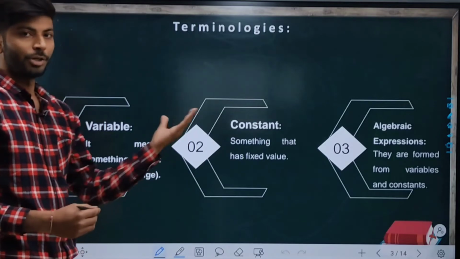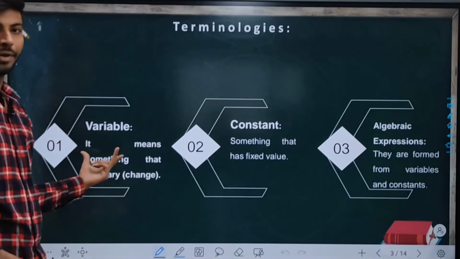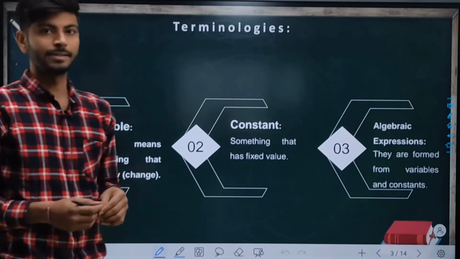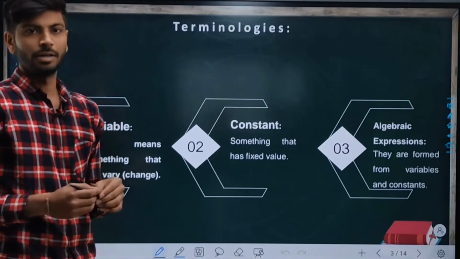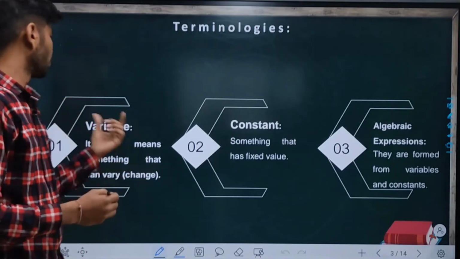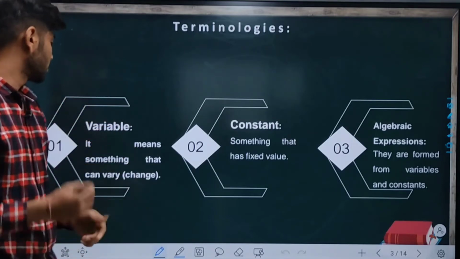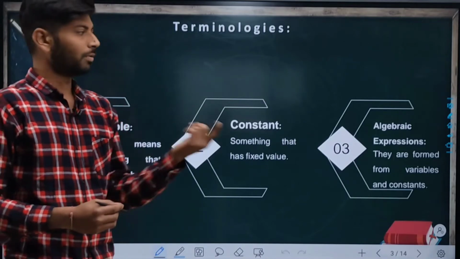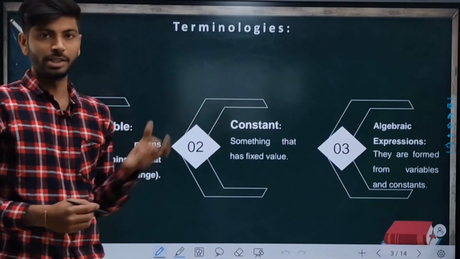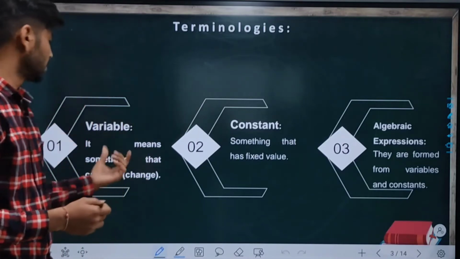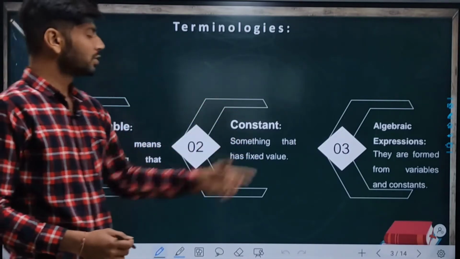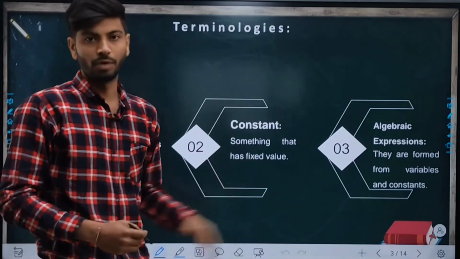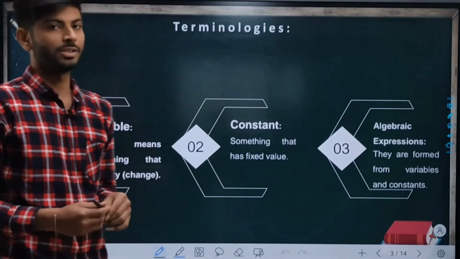Okay, now terminologies. First of all, variable. So what is the variable? You have learned this in the 6th standard 11th chapter, algebra. So variable means something that can vary. Vary means change. The value of this variable can change. Now constant, what is the constant? Something that has a fixed value, so it does not change.